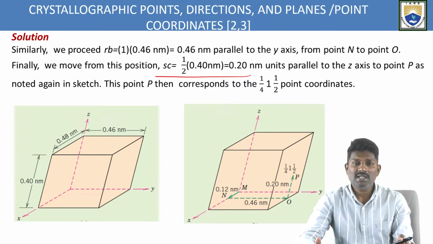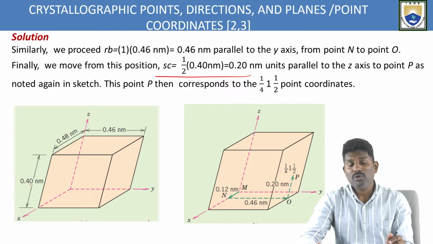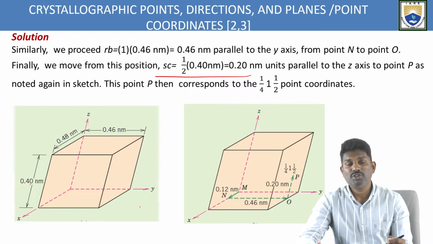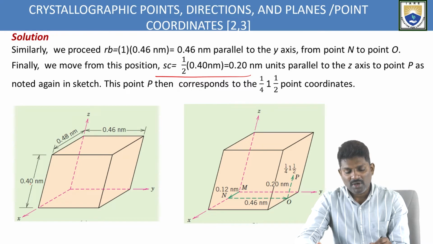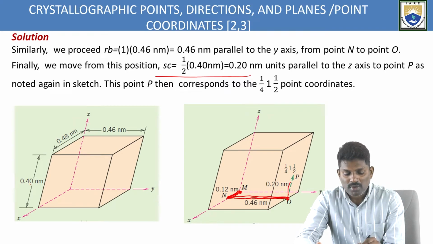So we are converting the given unit cell with all the three coordinate axes and also the given unit cell lengths into the point P with q, r, s values. So how to locate the point, at what distance the point has to move. Now from the origin, you have to move a distance of 0.12 nanometer along x direction. Now from point N, you have to move 0.46 along the y direction. From point O, you're raising 0.2 nanometer along the z direction. So this is the point P.